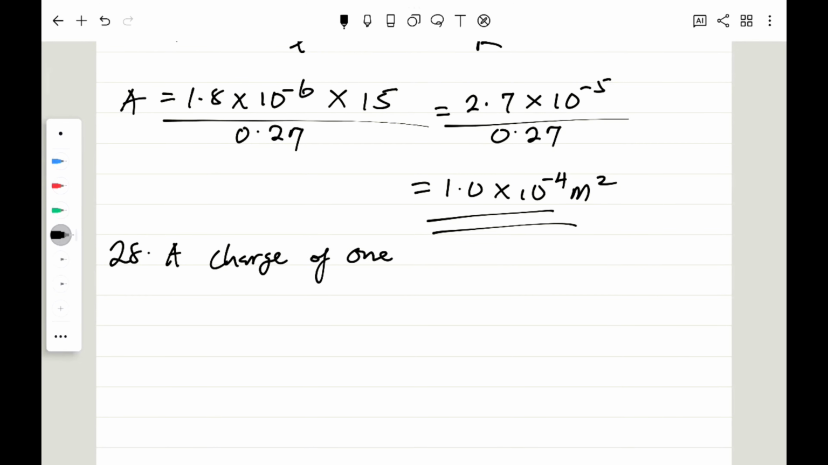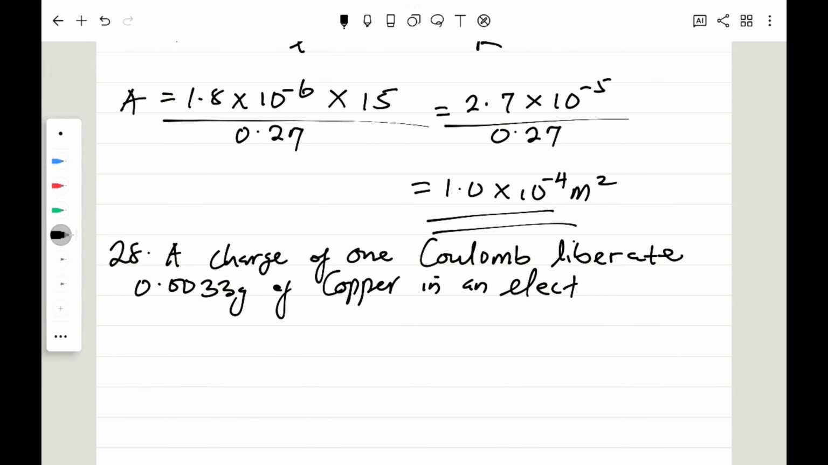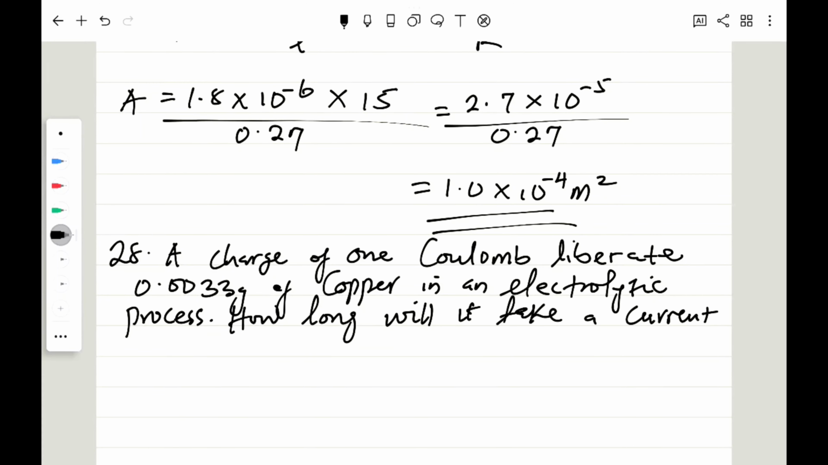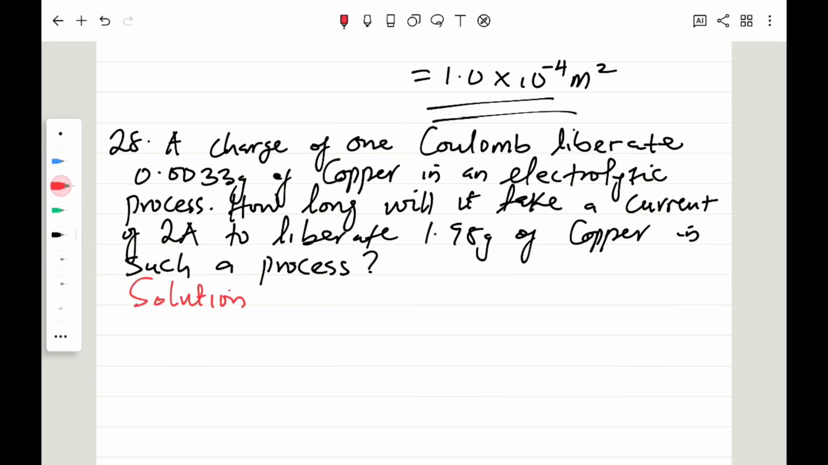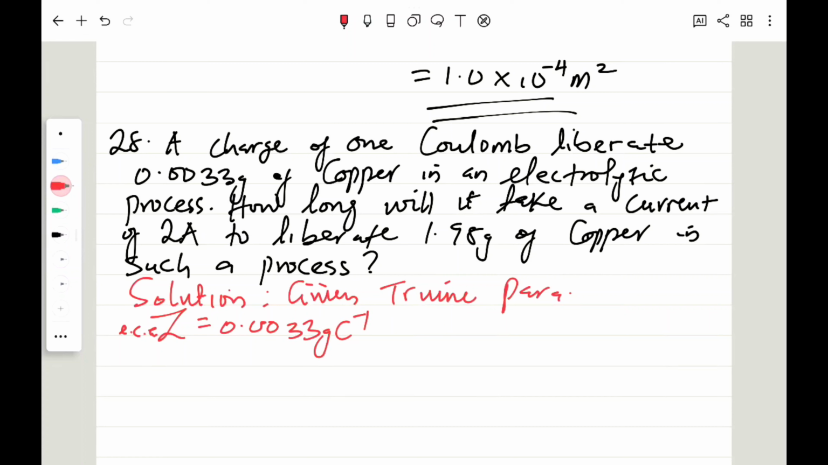Next question. A charge of 1 coulomb liberates 0.0033 grams of copper in an electrolytic process. How long will it take a current of 2 ampere to liberate 1.98 grams of copper in such a process? So the given triune parameters, if you look at it, number one, our Z is equal to 0.0033 grams per coulomb. Then our I is given to be 2 ampere.